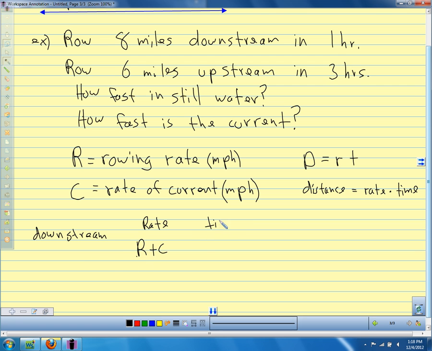My time is 1 hour, and the distance is 8 miles. Upstream. What is my rate upstream if I'm rowing at some rate and the current's going against me? R minus C. The current is slowing me down. And going upstream, the problem tells us that our time is 3 hours and the distance is 6 miles.